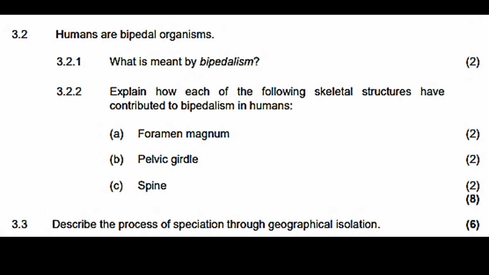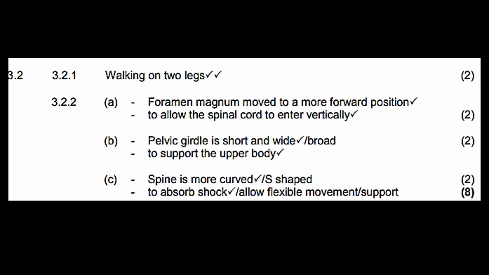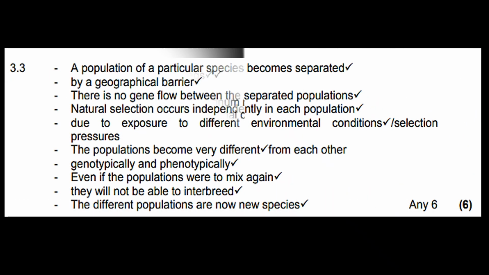Okay, so we go in here. The first question was define what is bipedalism, and here we are. Bipedalism means walking on 2 legs, and this explains the contribution of the foramen magnum, pelvic girdle, and the spine to bipedalism. And then we continue to look at 3.3. This is the description of the process of speciation.